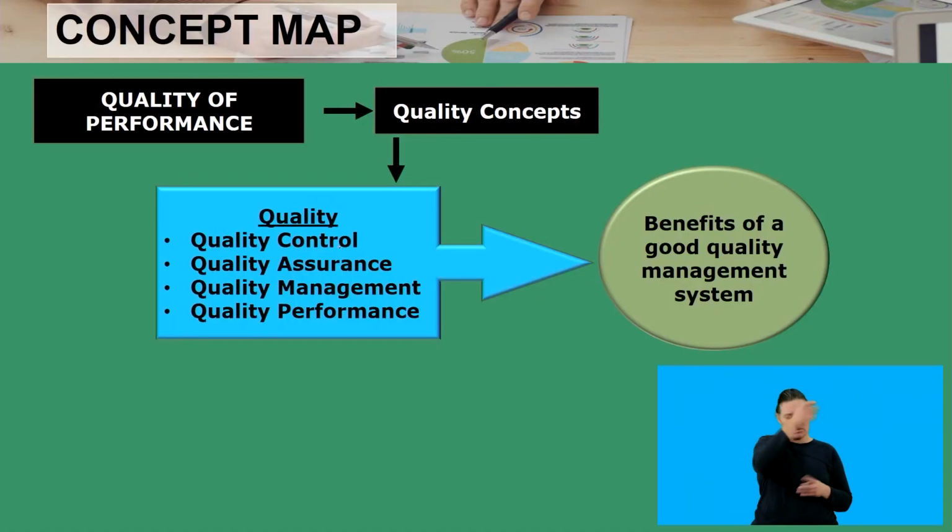Welcome back. Let us continue with our lesson. Now, we recap again. We look into our concept map. Now, the focus is to look into defining each concept. So we will be defining what is quality control, what is quality assurance, what is quality management, and what is quality performance. Let us start.